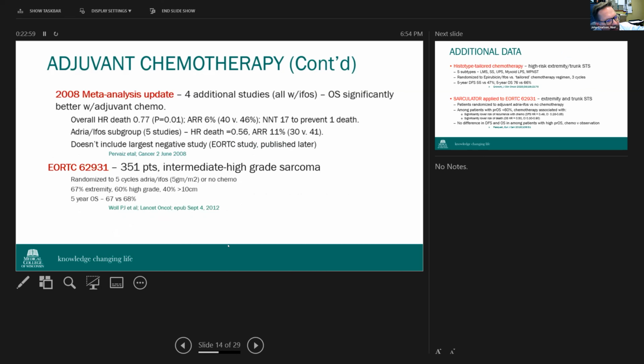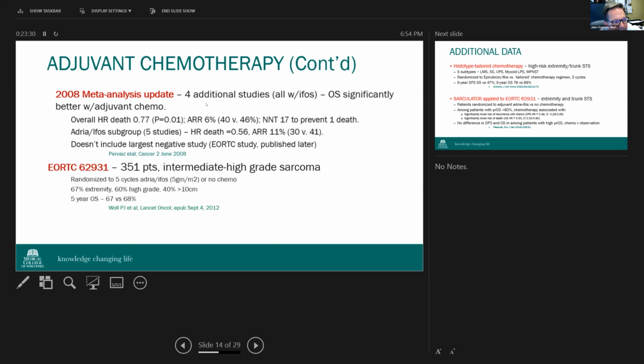Next piece of data, another meta-analysis, published 2008. They added 4 more studies, and all of these had ifosfamide given along with the doxorubicin. Here we started to see more significant benefit, but the criticism would still be that this is a meta-analysis, not a randomized trial. The absolute risk reduction estimate here was taking the risk of death from 46% down to 40%. So not guaranteeing a cure for all the patients by any means, but maybe shifting the needle a little bit.